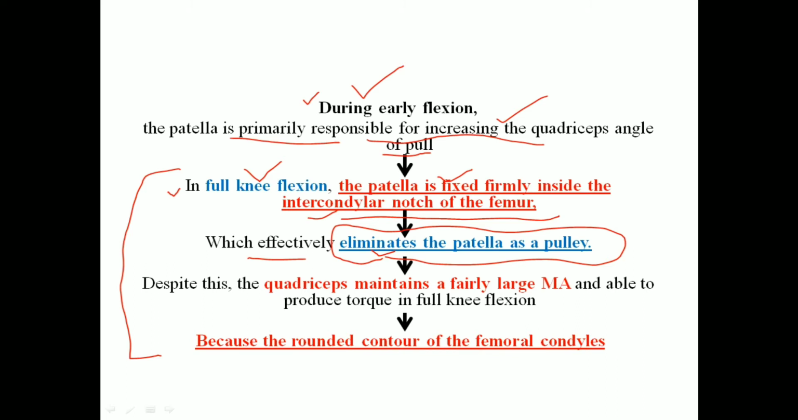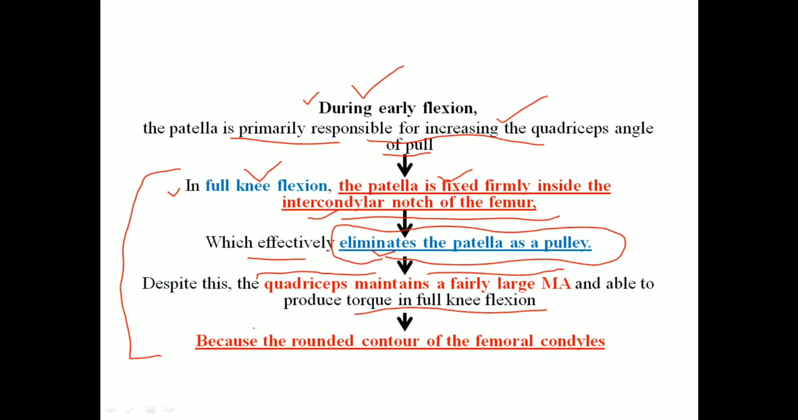How? Let us see. Despite this, the quadriceps maintains a fairly large moment arm. Still our quadriceps is going to have a large moment arm to produce torque in full flexion also. Even when our knee joint is in full flexion, the quadriceps muscle will have a large moment arm to produce a torque to come from full flexion towards extension, even though the patella is not working as an anatomical pulley. Now, how is it going to happen?